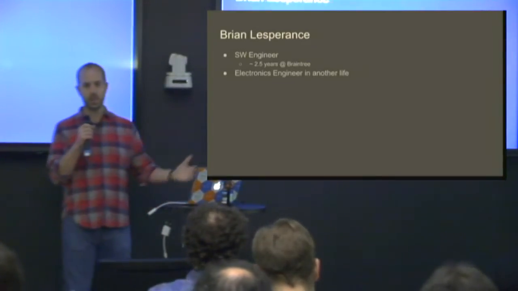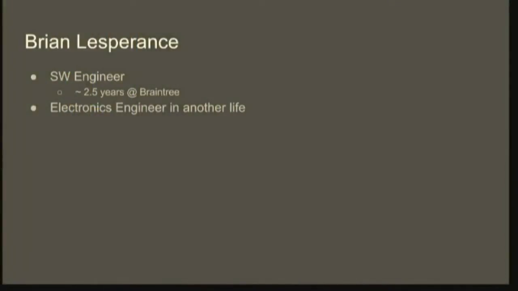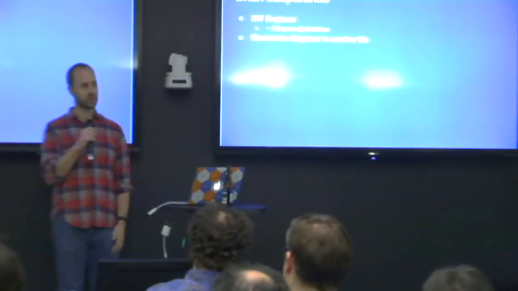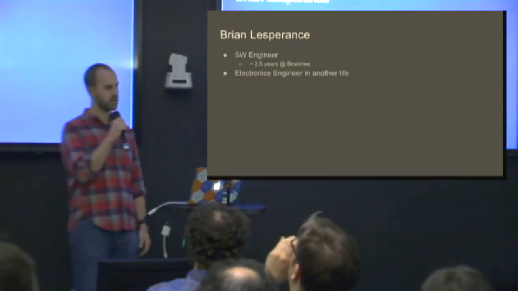Who am I? My name is Brian Lesperance. I've been at Braintree for about 2.5 years. I'm a software engineer here. In a previous life, I was actually an electronics engineer. Did that for 4 years after college, and don't think I'll ever go back.